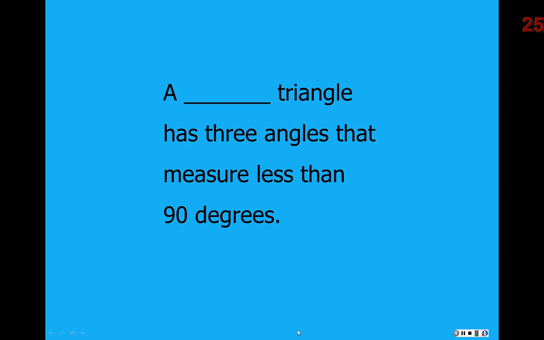A blank triangle has three angles that measure less than 90 degrees. What measures less than 90 degrees? What's that called? Acute. So I told you an acute triangle has all of the angles measuring less than 90 degrees. This was in triangle theory, and if you weren't here, you probably didn't get it, and I don't think you were here, Rebecca.